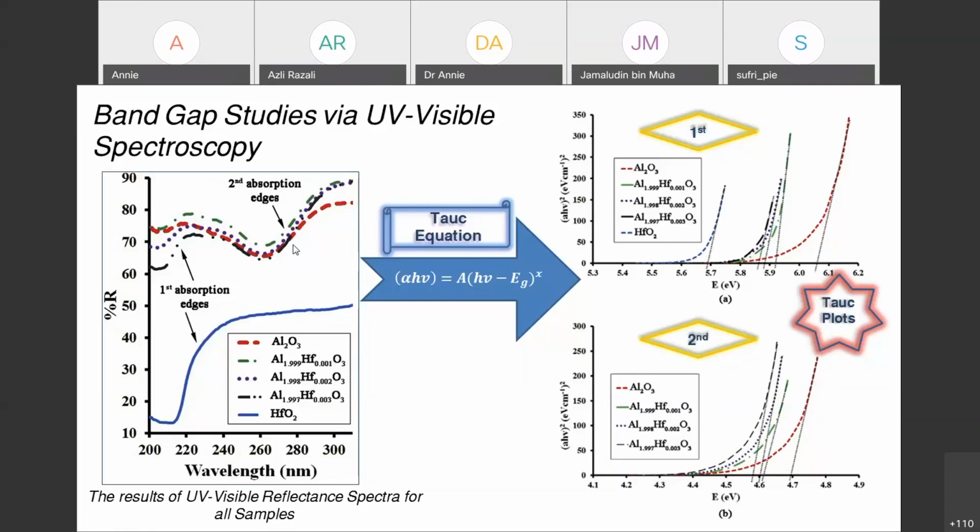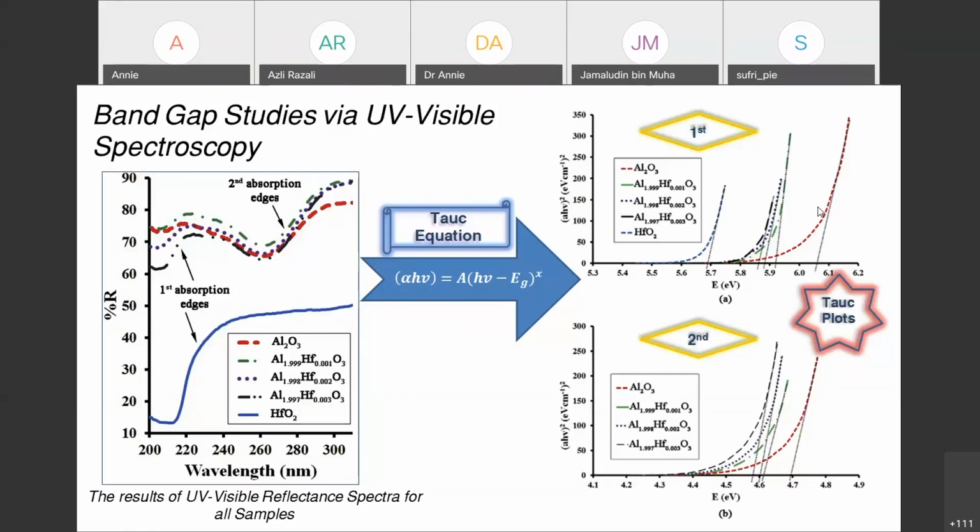The band gap energies are obtained by the Tauc equation. The first Tauc plots over here depict the electronic band transition extracted from the first absorption edge, while the second one depicts the electronic band transitions extracted from the second absorption edge. The band gap value of aluminium oxide obtained here is around 6.06 eV. This is actually much smaller than the conventional value of 8.8 eV.